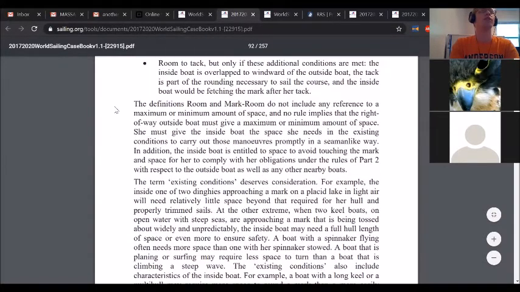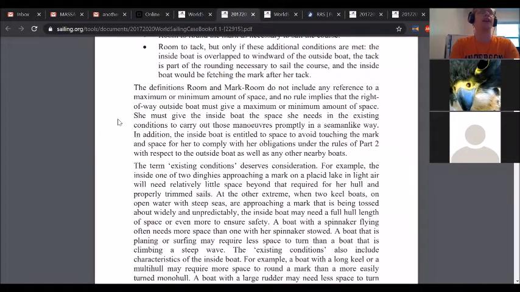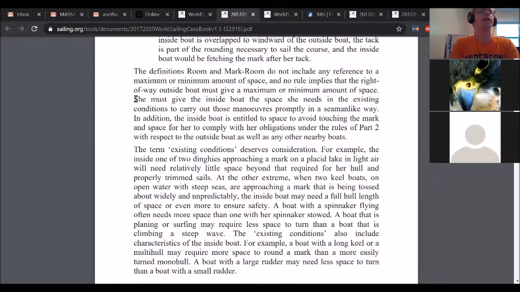So move on. Definitions. Room and mark room do not include reference to a maximum or minimum amount of space. No rule implies that the right-of-way outside boat has to give a maximum or minimum amount of space. This is the only thing written in the rules that is required: promptly, in a seamanlike way. So this is another thing that I may have misinterpreted at some point in the last year in an explanation to somebody. I feel like I remember saying this.